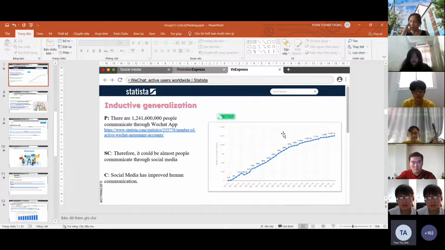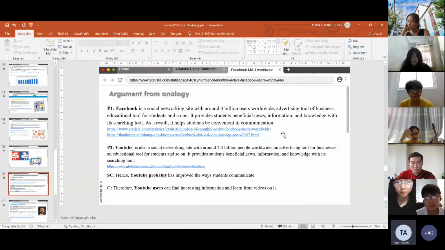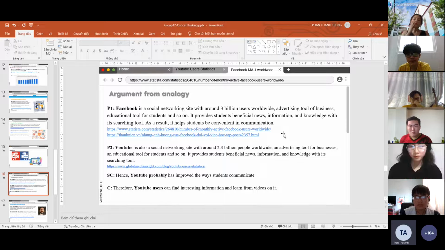And the second slide is the argument from analogy. Also, when you compare Facebook and YouTube, the sub-conclusion is YouTube probably has improved the way students communicate, and there's nothing wrong with it. But in the main conclusion, you shouldn't include YouTube users because, as I mentioned, YouTube does not represent all social media, and the conclusion should be relevant to your main point, which is social media.